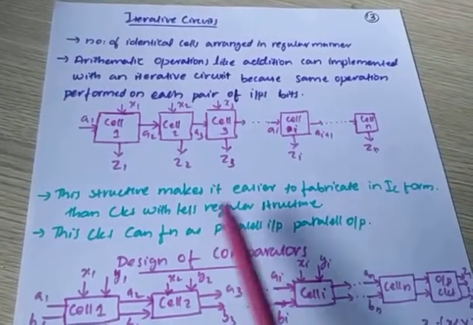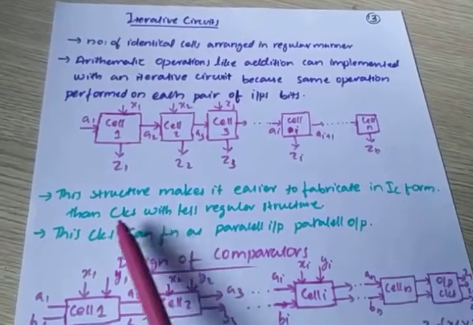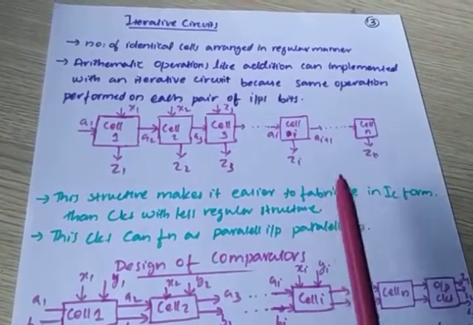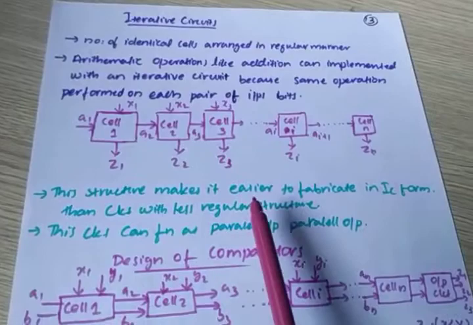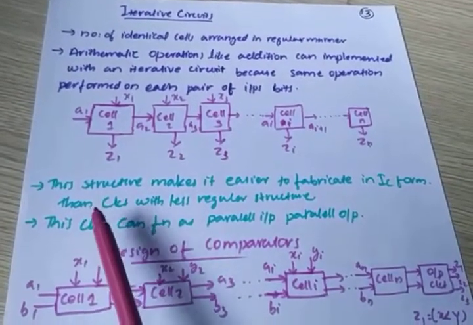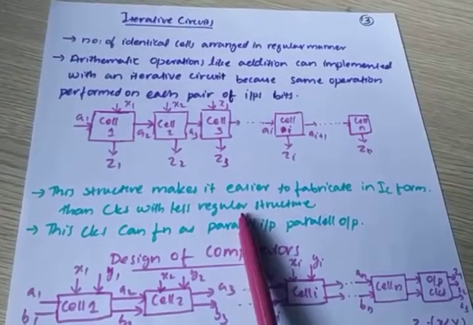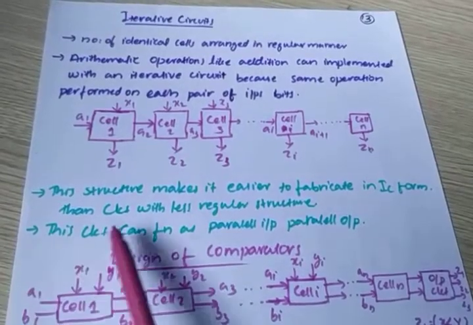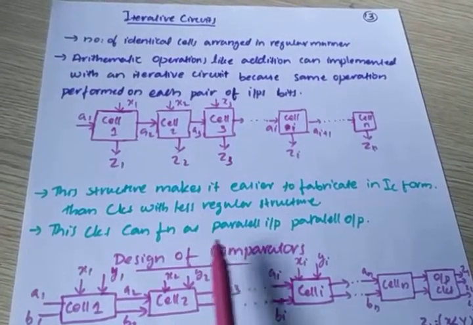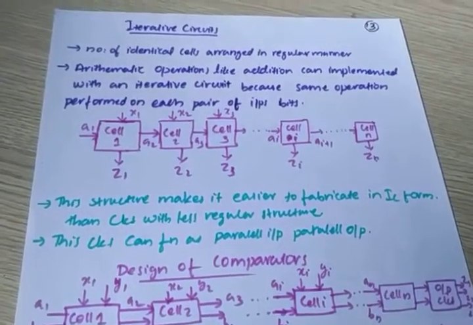The structure makes it easier to fabricate in IC form. That's why we choose an iterative circuit. Why? Because this structure makes it very easy to fabricate in IC form compared to a circuit with an irregular structure. This circuit can function as a parallel input, parallel output device.